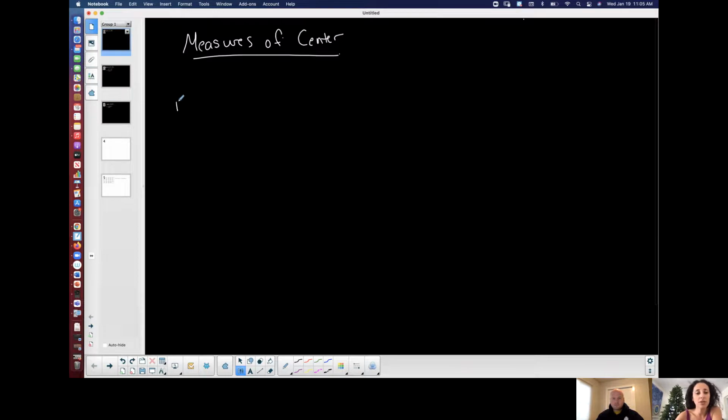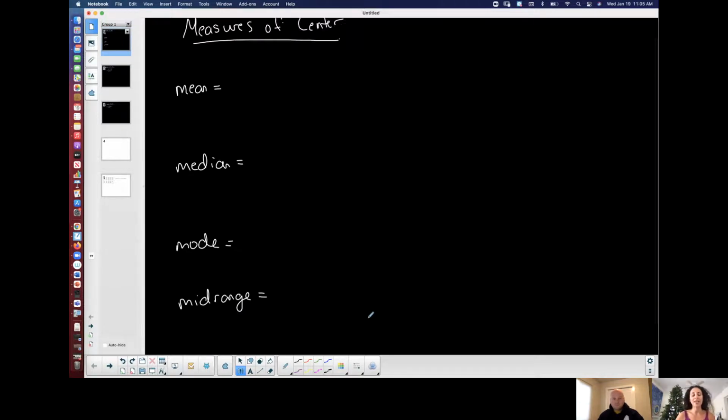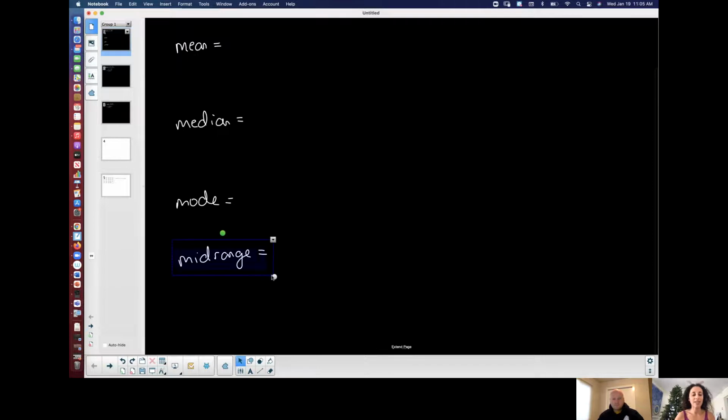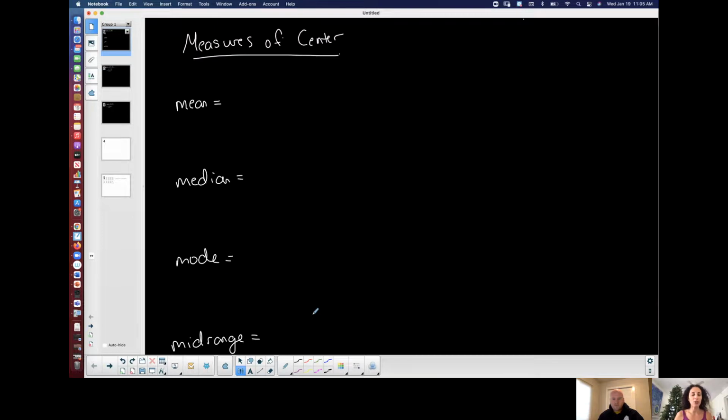Measures of center are your mean, your median, your mode and your mid-range. They're called measures of the center because they all measure what's happening in the middle, in the center of your data set. Mathematicians' vocabulary is very direct: measures of center talk about the center of a distribution.